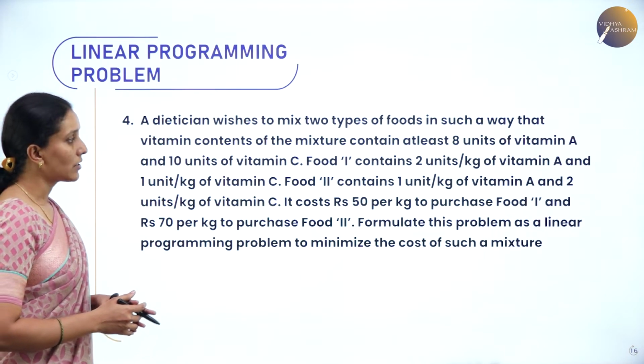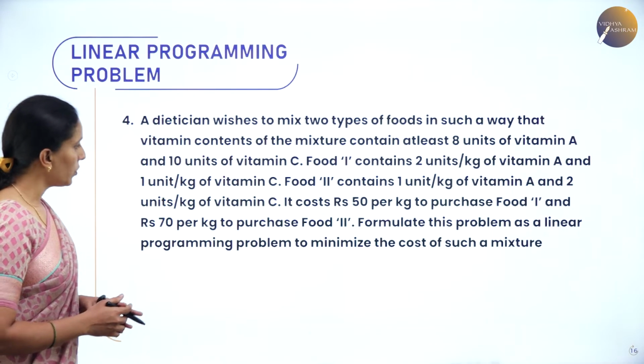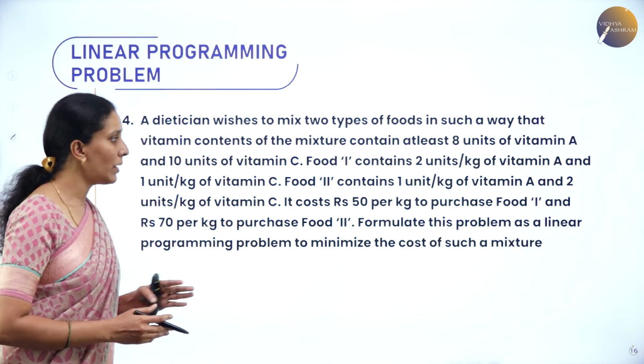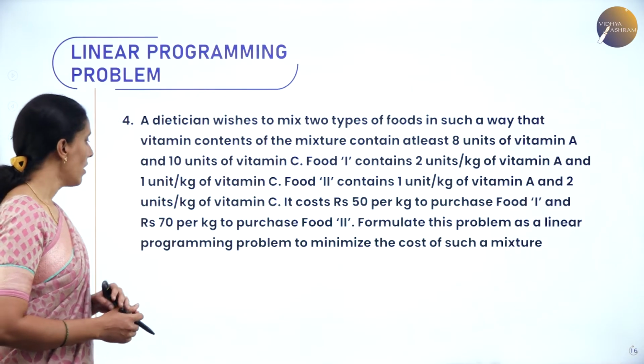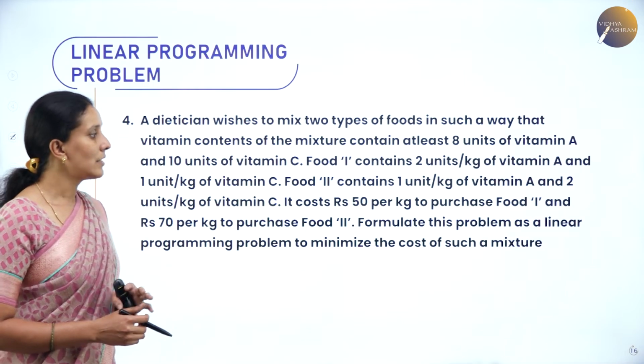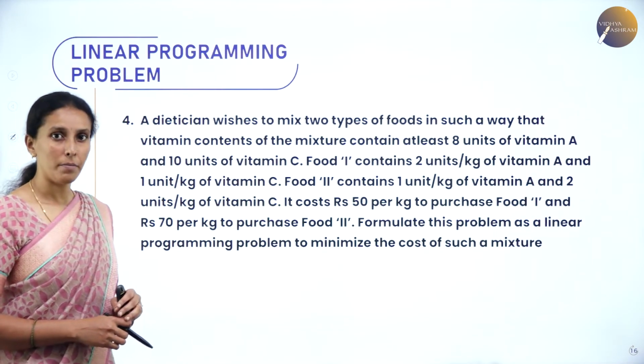Food 2 contains 1 unit per kg of vitamin A and 2 units per kg of vitamin C. It costs rupees 50 per kg to purchase food 1 and 70 per kg to purchase food 2. Formulate this as a linear programming problem. Minimize the cost of such a mixture.